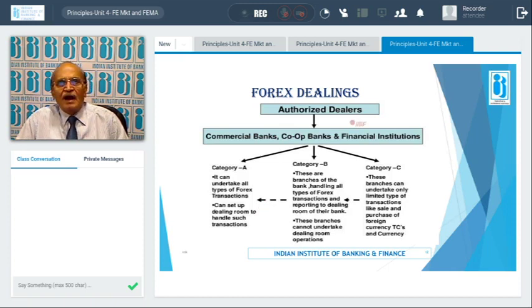Category B authorized dealers are those branches of the bank handling all types of forex transactions and reporting to the dealing room desk of their bank. These branches, however, cannot undertake dealing room operations, which can be undertaken only by category A authorized dealers. Category C includes those branches which can undertake only a limited type of transactions like sale and purchase of foreign currency, traveler checks, etc.